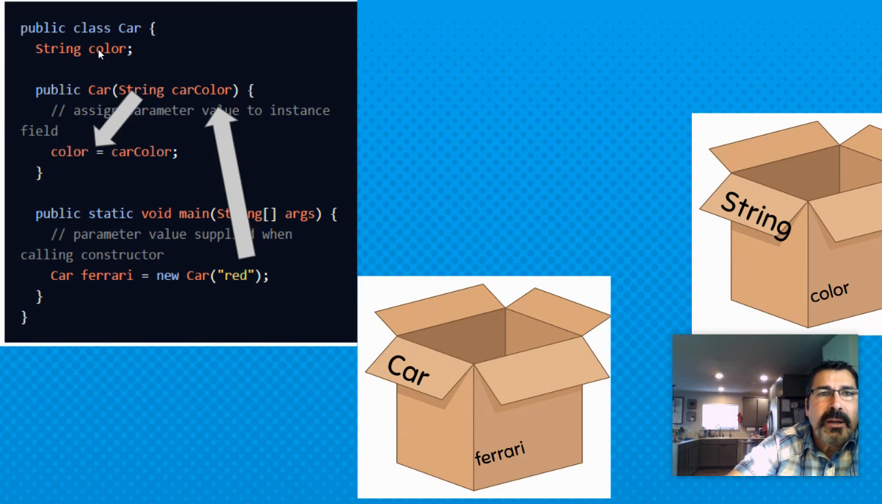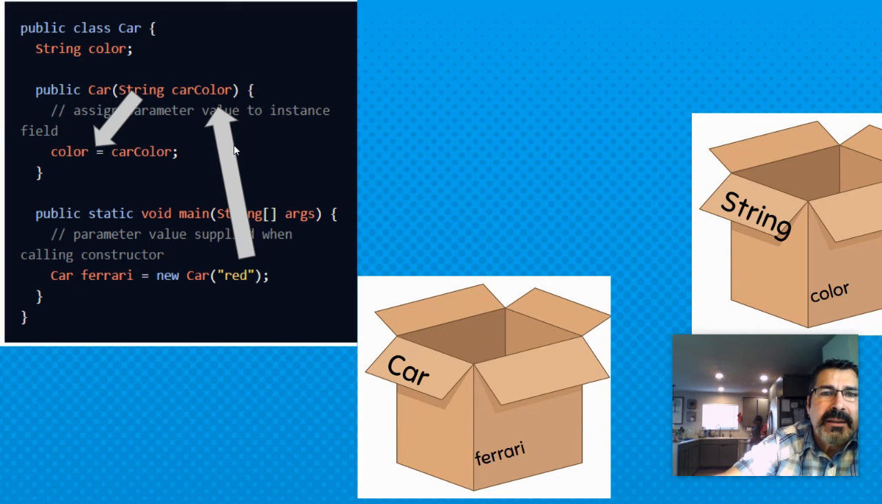So when we do string color, we have an empty box. We have an instance variable that's empty. It's waiting for us to tell it what color. And that's where this comes in when we say red. So we're passing data into the parameter. It's like, hey, I'll build you a car, but you have to tell me the color. And it's like, okay, well, give me a car, and I want it to be red.